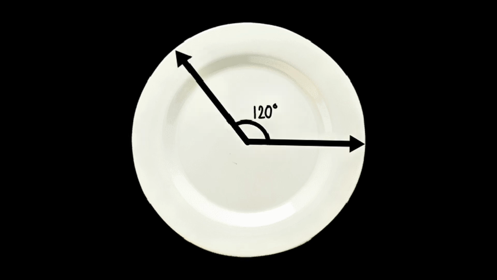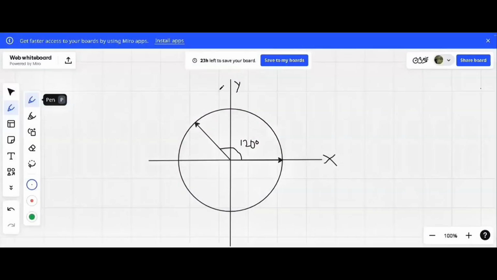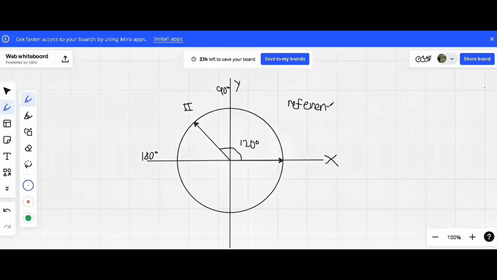Here's an example. Imagine a plate as the unit circle. Find the coordinates of the point of a 120-degree angle in standard position on the unit circle. Since 120 degrees is between 90 and 180 degrees, it's in quadrant 2. Thus, its reference angle is 180 degrees minus 120 degrees equals 60 degrees.